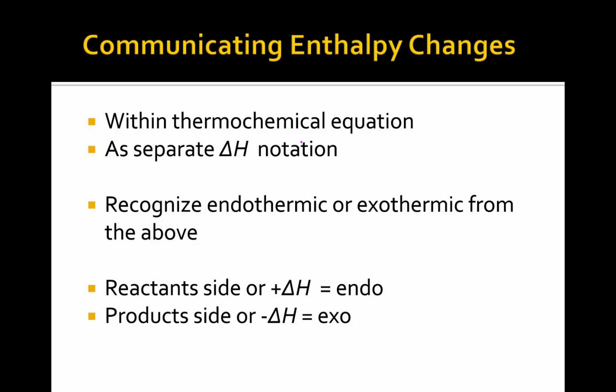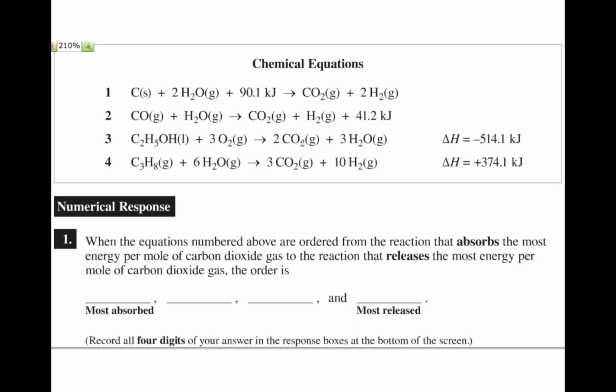Then we move on and we talk about how you can communicate your enthalpy. Just like we saw, you can see it within the equation, like this first point, but you can also take it out of the equation. And then depending if it's endo or exo, it would give you a sign. If you have your enthalpy on the reactant side and you take it out, it is going to be positive, meaning endothermic. If you take it from the product side, it is going to be negative, meaning exothermic.